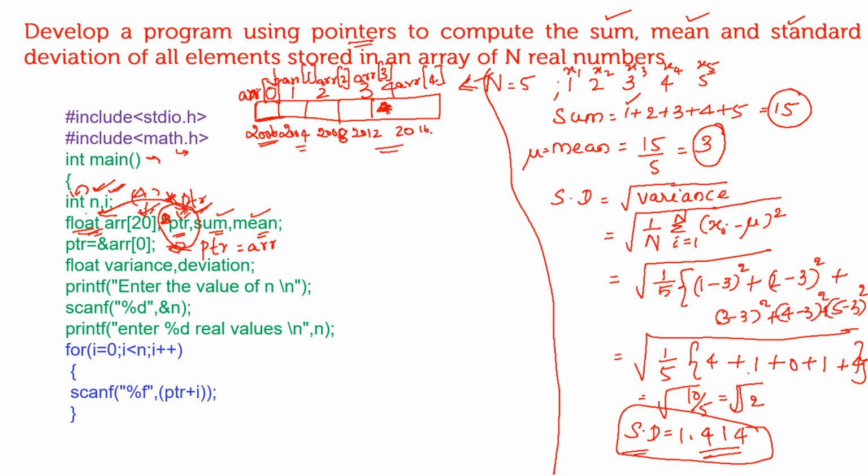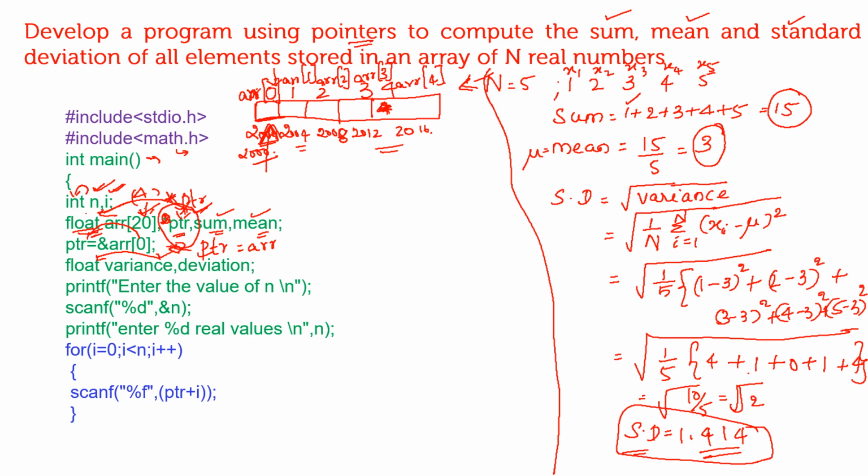So ptr is assigned the address of arr[0]. Normally the pointer will be pointing to the 0th element, so it is pointing to the first address of the array, 2000. Now you are going to declare two different variables, variance and deviation, which are also of data type float. Now what is the next aim?